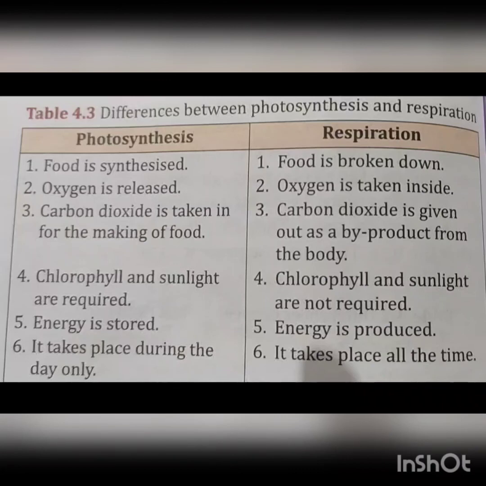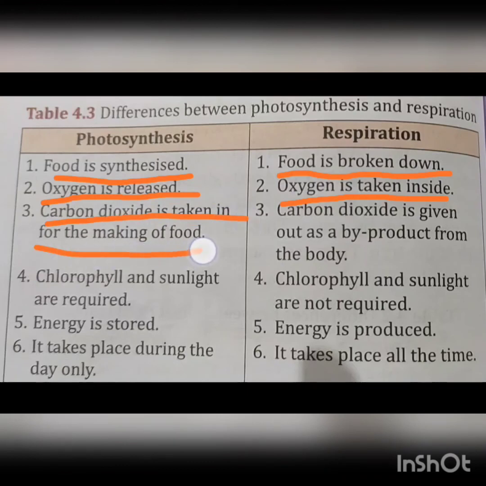Now the differences between photosynthesis and respiration. In photosynthesis, the food is synthesized. In respiration, the food is broken down. In photosynthesis, oxygen gas is released. In respiration, oxygen is taken inside. In photosynthesis, carbon dioxide is taken in for the making of the food. In respiration, carbon dioxide is given out as a byproduct from the body.